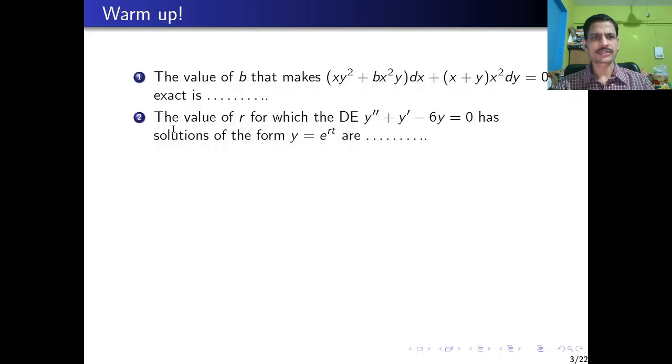The next question is: the value of r for which the differential equation y double derivative plus y derivative minus 6y equals 0 has a solution of the form y = e^(rt) is ___. Please pause the video and try to solve the question.